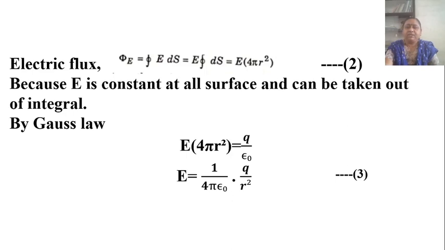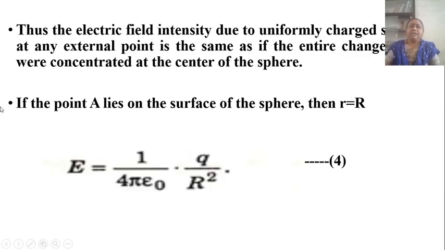After simplification, thus the electric field intensity due to a uniformly charged sphere at any external point is the same as if the entire charge of the sphere were concentrated at the center of the sphere. If the point A lies on the surface of the sphere, then R equals r, and we get E equal to 1 upon 4 pi epsilon 0 into q upon r square.